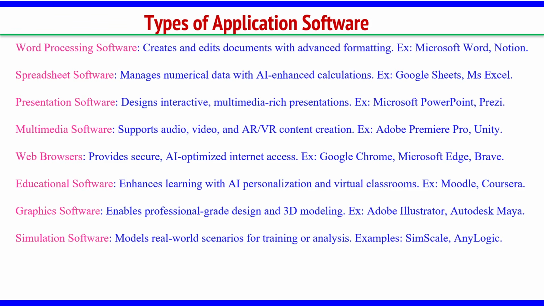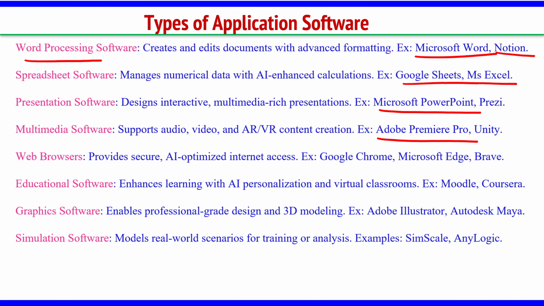Again, these are some examples of application software. Word processing like MS Word, Notion; spreadsheet software, Google Sheets, MS Excel; presentation software, MS PPT; multimedia software, Adobe PDF; web browsers, Chrome, Microsoft Edge, Brave, and Mozilla; education software, Moodle, Coursera; graphics, Adobe Illustrator; simulation software. Based on your requirement, you can install any number of application software. All these are examples of application software, right?